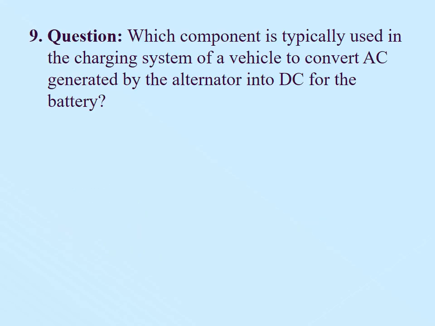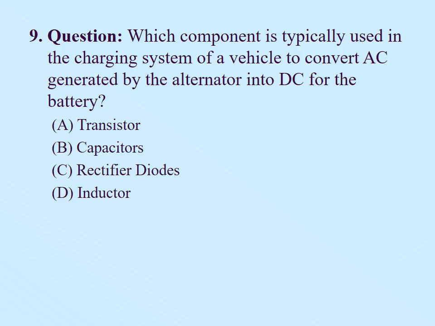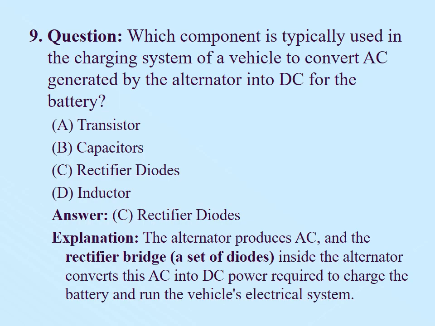Question 9. Which component is typically used in the charging system of a vehicle to convert AC generated by the alternator into DC for the battery? A. Transistor, B. Capacitors, C. Rectifier diodes, D. Inductors. Answer is C, rectifier diodes. The alternator produces AC and the rectifier, a set of diodes inside the alternator, converts this AC into DC power required to charge the battery and run the vehicle's electrical system.